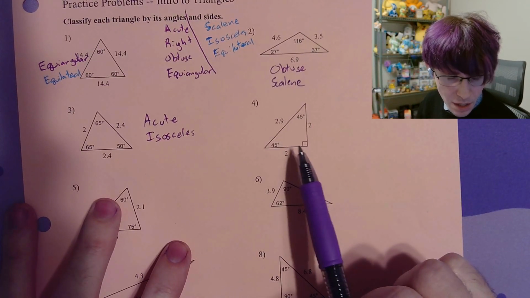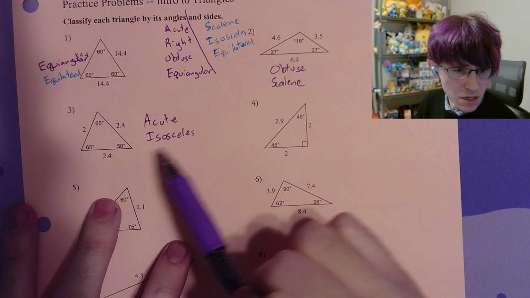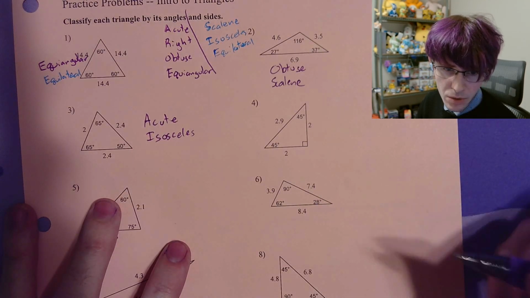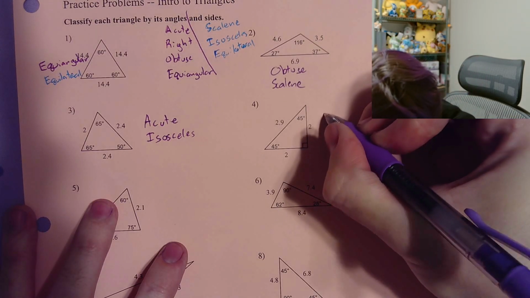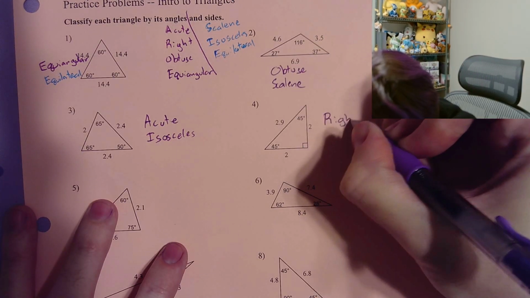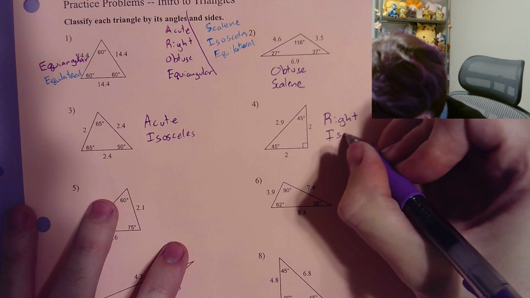All right. Anyways, it's an acute isosceles because all 3 angles are less than 90 and 2 sides are the same. There we go. We got 2 of them. This one's going to have a box. The box is 90 degrees. That means it is a right triangle. What type of right triangle? Where 2 sides are the same? It's a right isosceles.